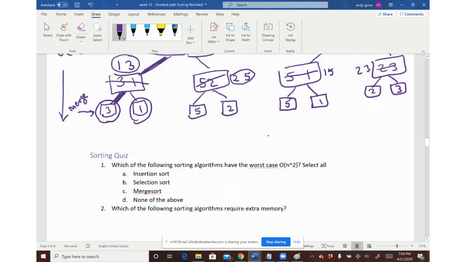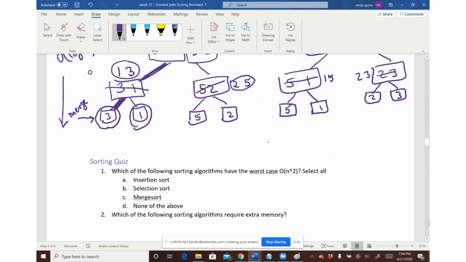Okay, sorting quiz. Let's do this one here. The question is, which of the following sorting algorithms have the worst case quadratic runtime?